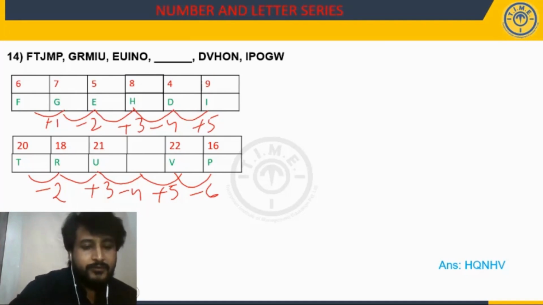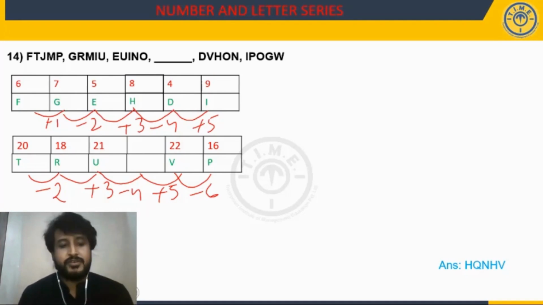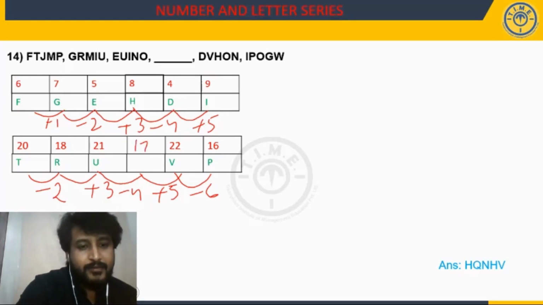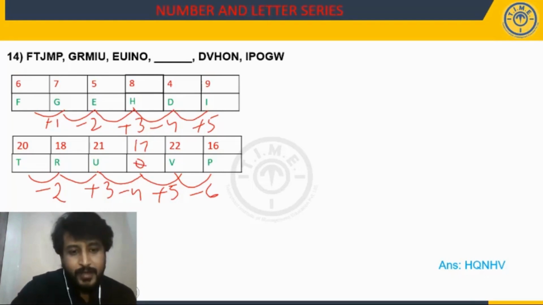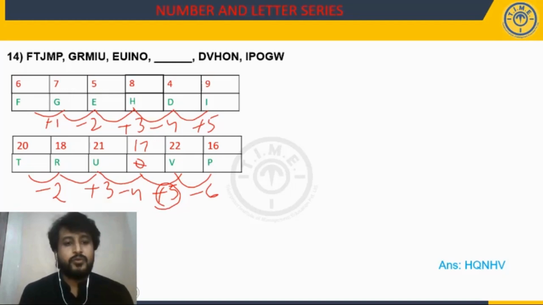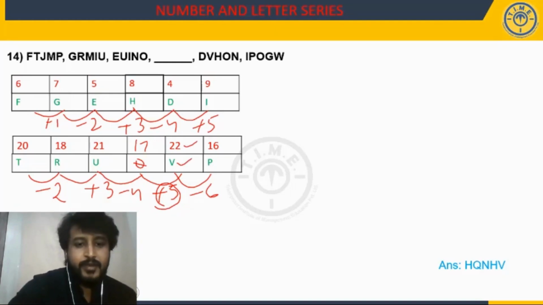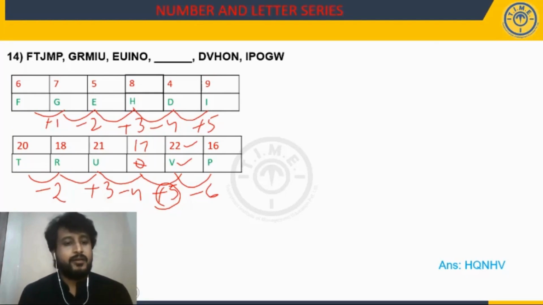Now 21 -4. If I go ahead with 21 -4, how much is it? 17. So this letter must be 17, and which letter's place value is 17? Q. Now it should match with +5. So Q 17 + 5 is 22. It is matching, and V's place value is 22. Absolutely fine. Now what is the logic? -2, +3, -4, +5, -6. No issue, right?